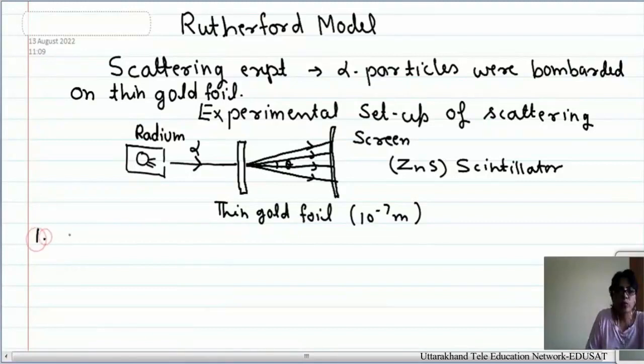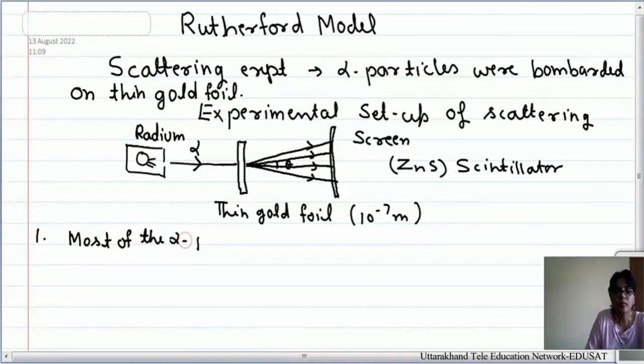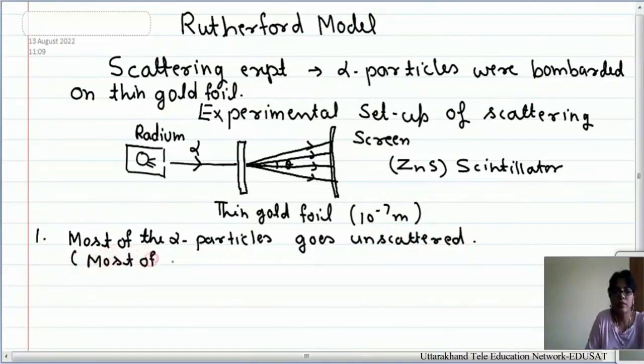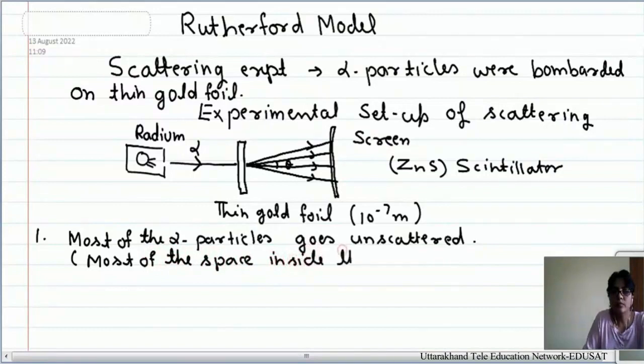He observed that most of the alpha particles go unscattered. It means that most of the space inside the atom is empty. Inside the atom is empty.